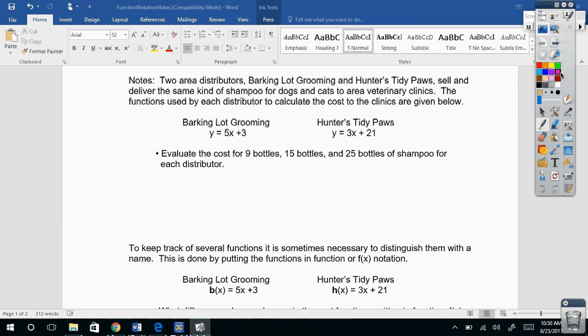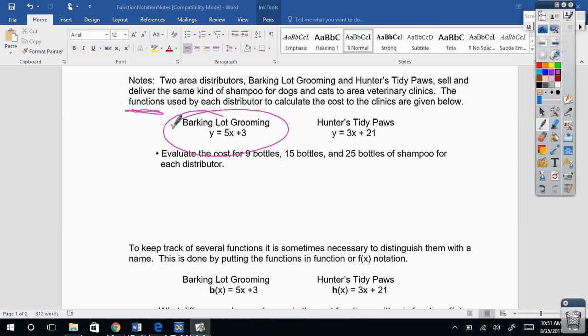Two area distributors, Barking Lot Grooming and Hunter's Tidy Paws, sell and deliver the same kind of shampoo for dogs and cats to area veterinary clinics. The functions, there's that word functions we talked about, used by each distributor to calculate the cost to the clinics are given below. So you've got two equations. You didn't have to form them yourself; I'm giving them to you. Then it says to evaluate the cost for 9 bottles, 15 bottles, and 25 bottles of shampoo for each distributor. Think about this for just a second.